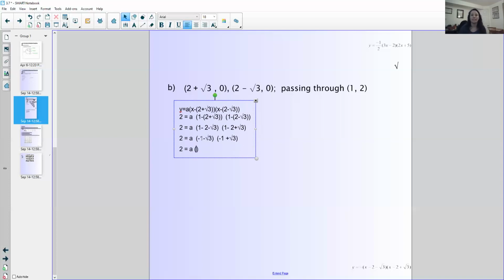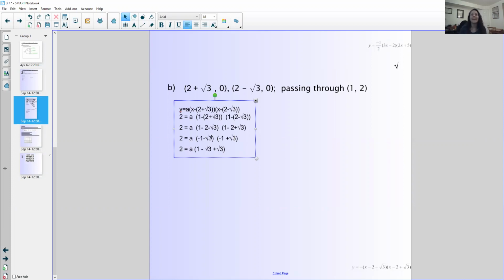All right, negative 1 times negative 1 is positive 1. Negative 1 times root 3 is going to give us positive root 3. Something did not go well. Hold on a second. Okay, found it. One small mistake. Negative 1 times negative 1 is positive 1. Negative 1 times positive root 3 is negative root 3. There we go. And now negative root 3 times negative 1 is positive root 3.